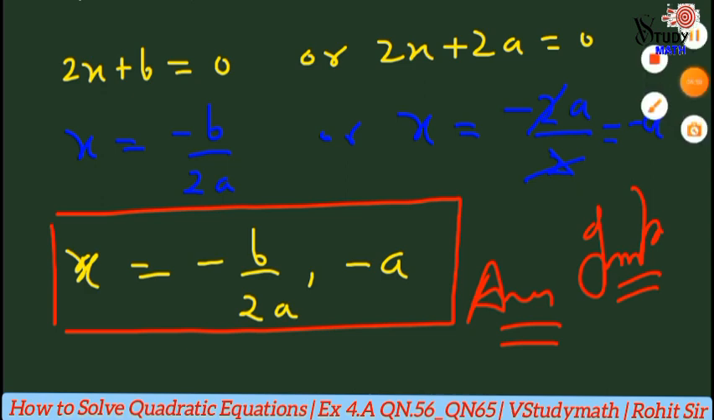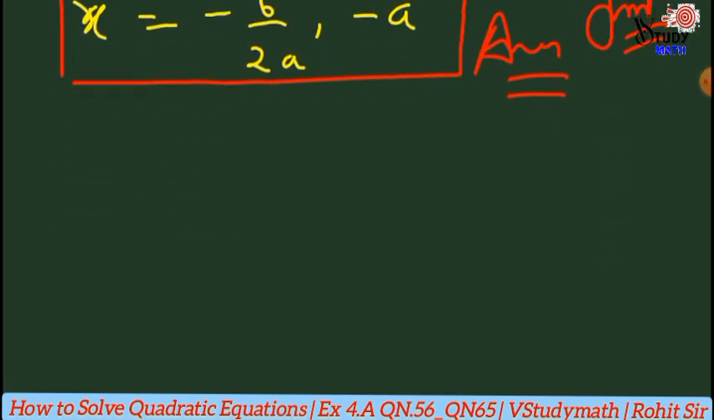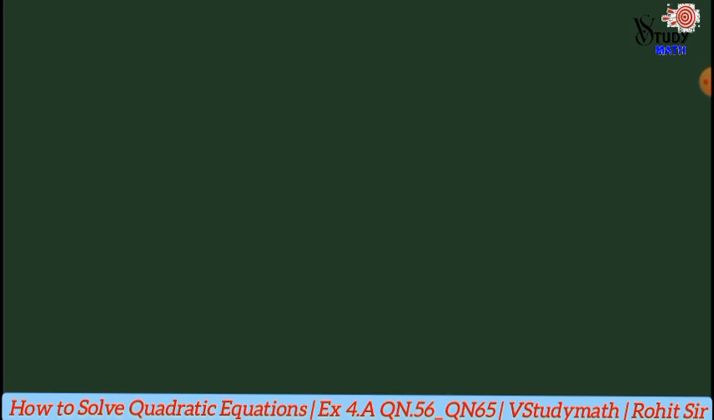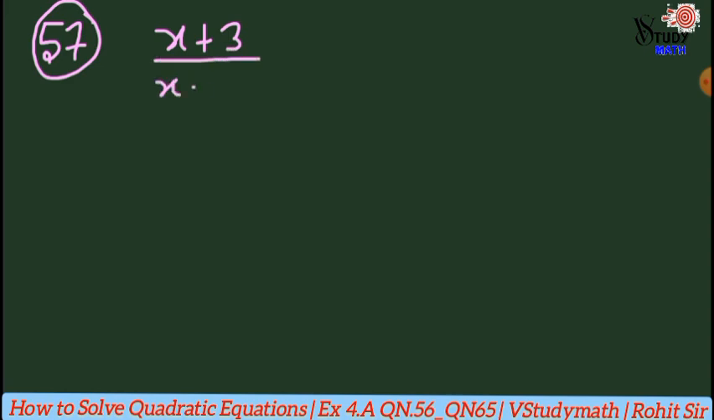Now let's move to the next question, question number 57 from the R.S. Aggarwal book of class 10th. The chapter name is Quadratic Equations, and the question is: (x + 3) upon (x minus 2) minus (1 minus x) upon x is equal to 4 and 1 upon 4. It is a very important question.